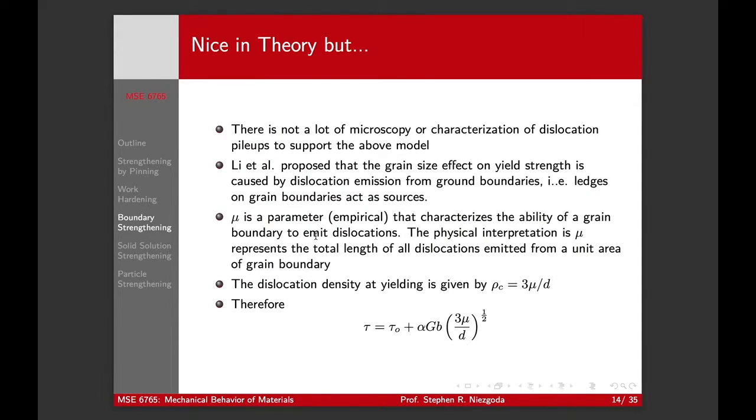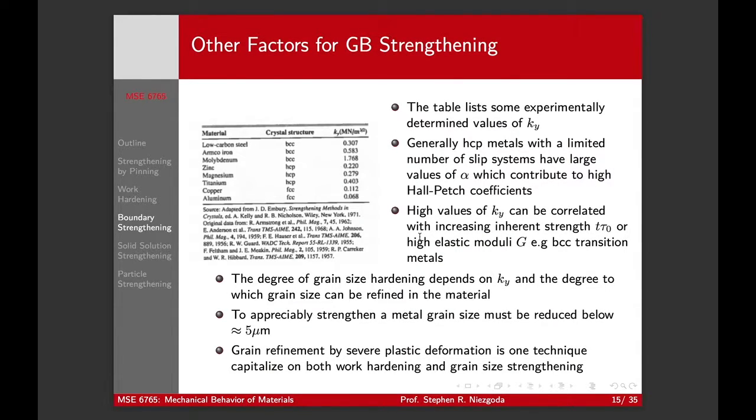So we can model this in a very empirical way by introducing this parameter mu, which characterizes the ability of a grain boundary to emit dislocations. And we can think of mu being the total length of dislocations that are emitted from a unit area of the grain boundary. And so we have a relationship between the dislocation density at yield and the grain size, and so we can create a pseudo Hall-Petch relationship like this. But this is really just a very hand-waving argument at best. The real truth is that it's just a complicated mess.